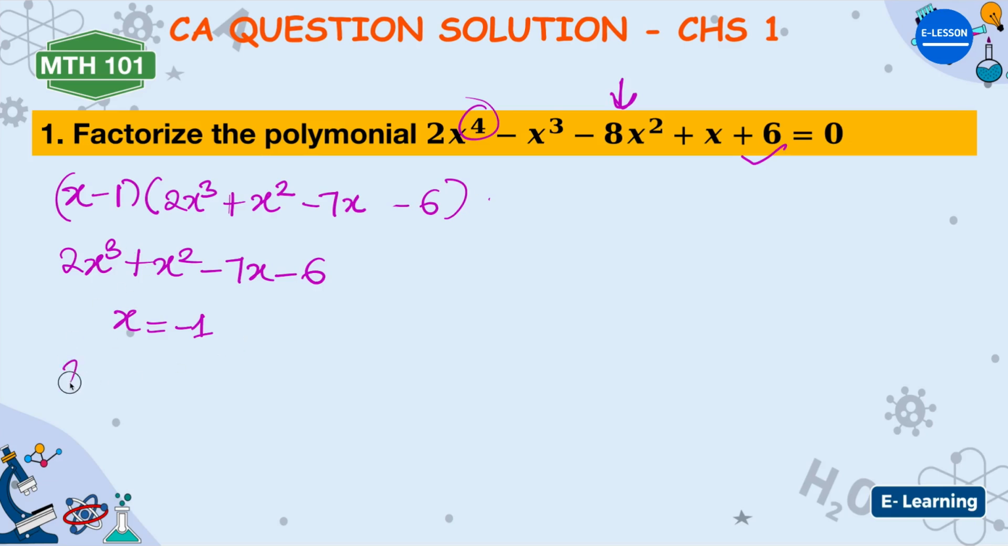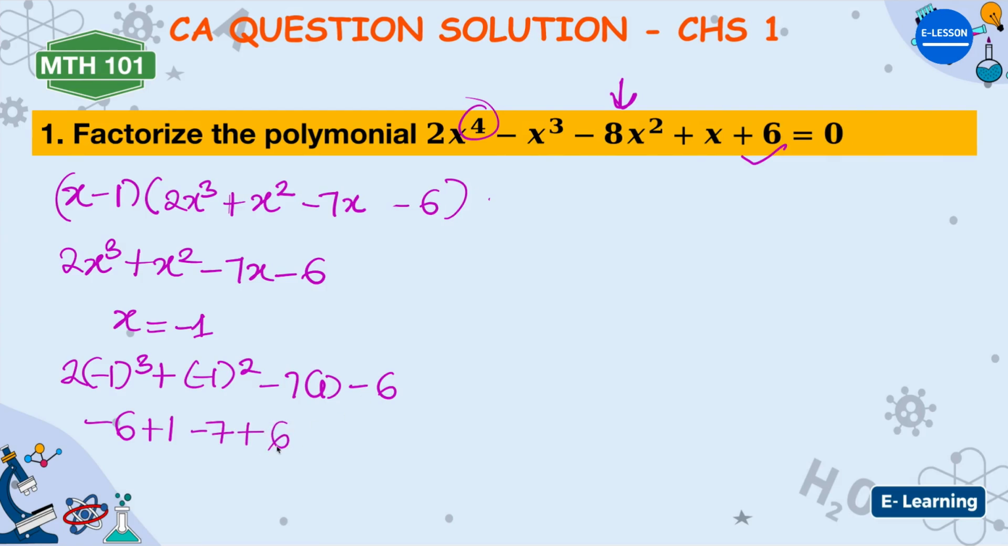If we put minus 1 here, it will give us what? 2 times minus 1 to the power of 3 plus minus 1 squared minus 7 times minus 1 minus 6. So this thing is more like trial and error first. Now, minus 1 raised to the power of 3 is minus 1, times 2 is minus 2. Minus 1 squared is 1, so plus 1. Minus 7 times 1 is minus 7. Then plus what we have here is, I think, minus 6.